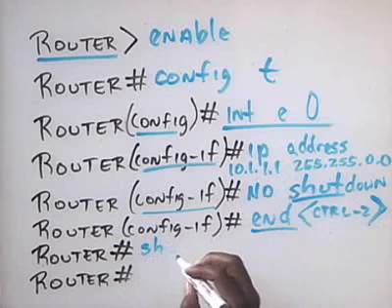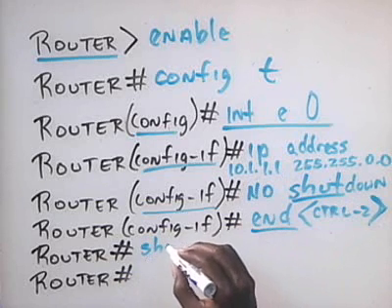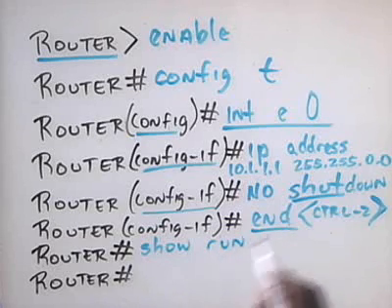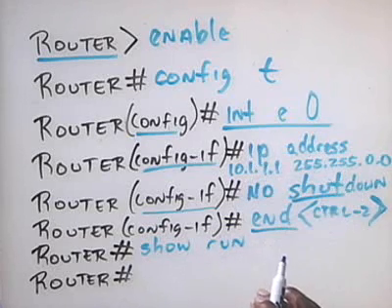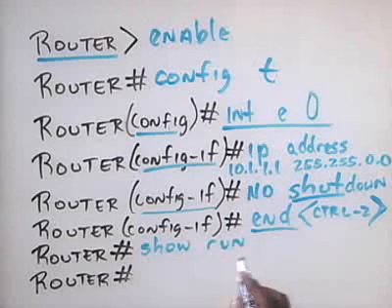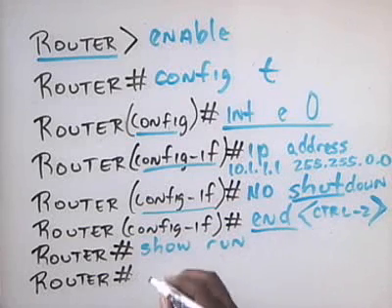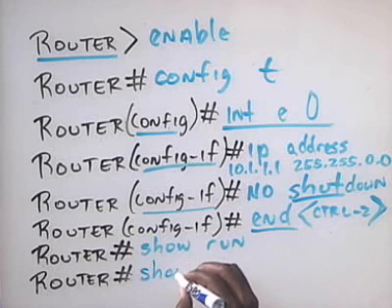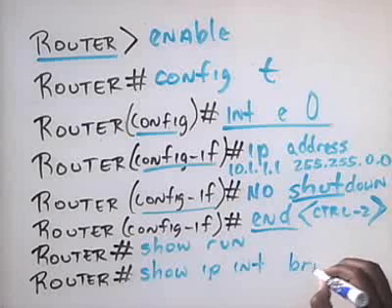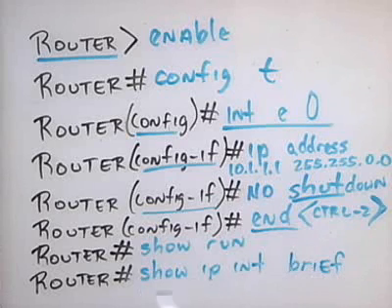a couple of ways. One, I could verify by typing in the words show run for show running configuration. That shows me my interface configuration along with all of the other configuration parameters on my router. Another command that I could use that's very popular that I love to use, show IP interface brief. This gives me a summary of all of the router's interfaces along with their status.